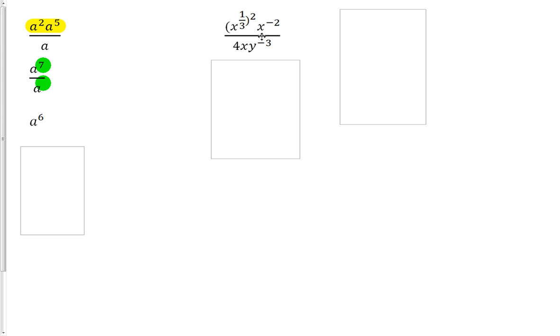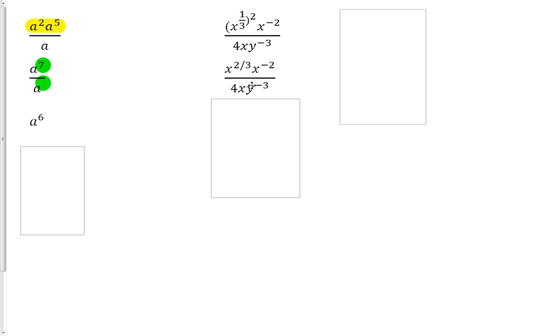Now this one's a much messier one. We have a power of a power, we have negative powers. First thing you want to do with these types of equations is get rid of the powers of powers. So let's do our order of operations. And we have an x to the 1/3 all to the 2nd power. So if we multiply that out, we're going to get x to the 2/3. I'm going to leave everything else unchanged for now.